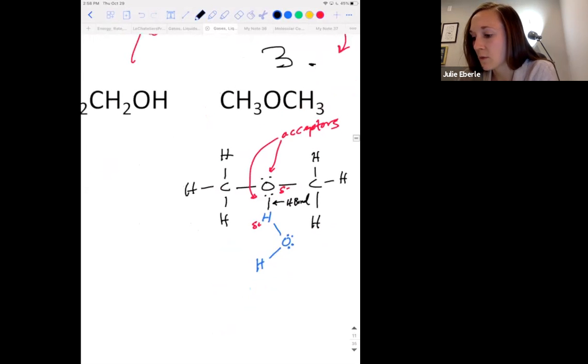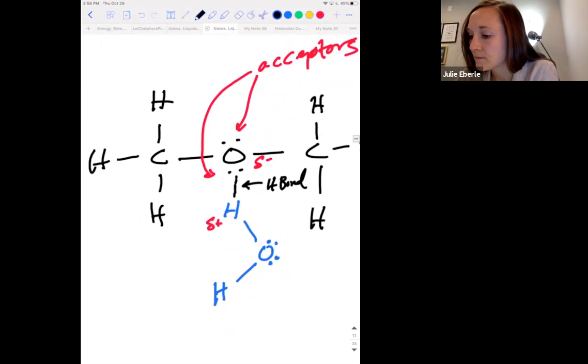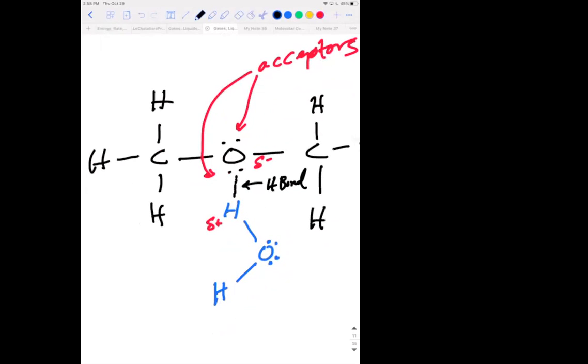That's where the attraction from the partial positive and the partial negative comes from. I'm a little confused. I thought oxygen can only have two bonds. So what do we do there? I guess, do we just remove the lone pair?